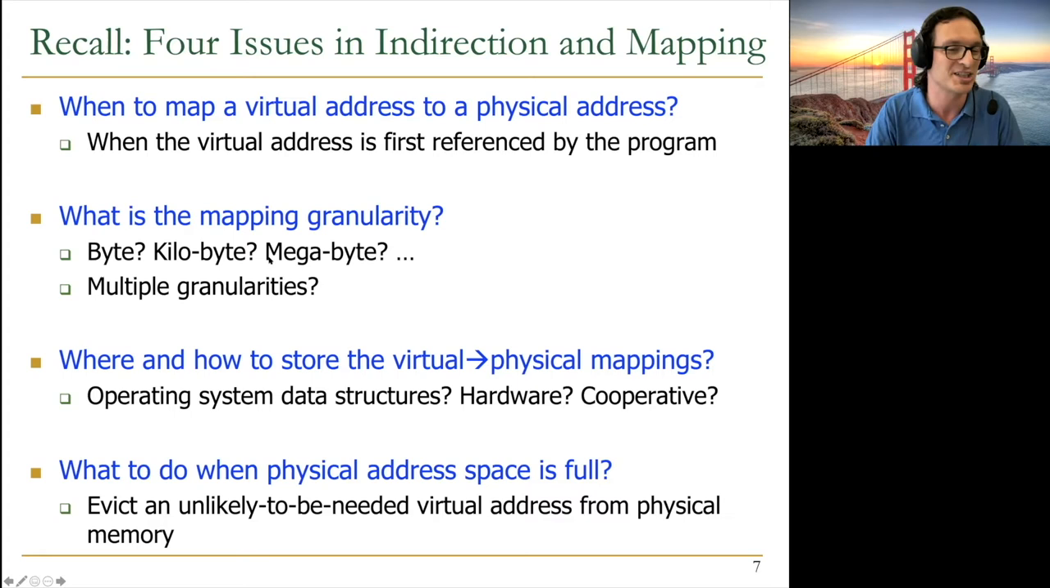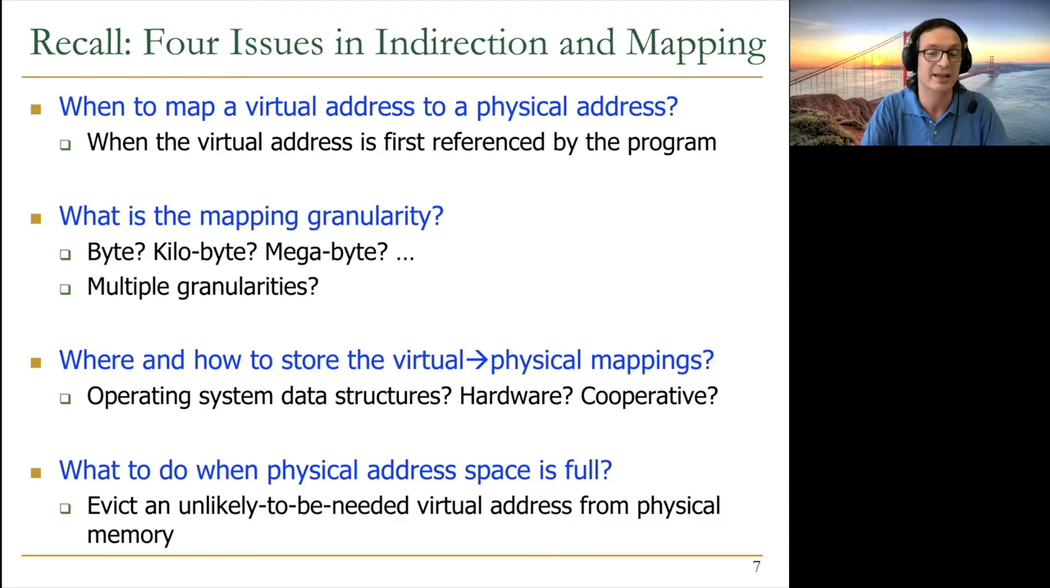And it is actually that, when we talk about virtual memory. We talked about where and how to store the virtual to physical mappings. That's the page table, essentially, but we're going to cache it in the hardware today. What to do when the physical address space is full? Essentially, we need to evict some page that we cached in the physical memory. And how we decide that becomes problematic because we're dealing with a very huge physical memory address space, especially today. Right? So we're going to talk about some of these issues in a bit more detail today.